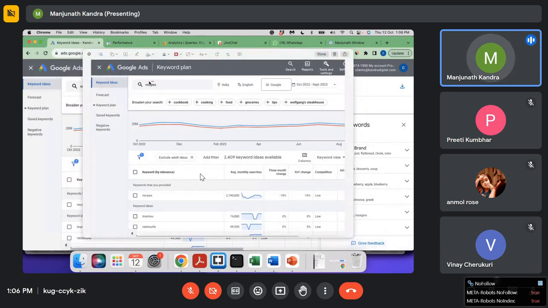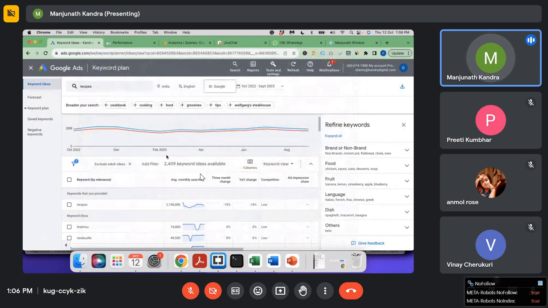Okay, so you have input. Number one, you can put a text, this is what you have inputted. This is the search volume of your input keyword, average monthly search volumes, and this many keyword ideas it has provided to you. These are all keyword ideas that you get. You can add what you see here, plus cookbook, cooking, food. You can input up to 10 variations.